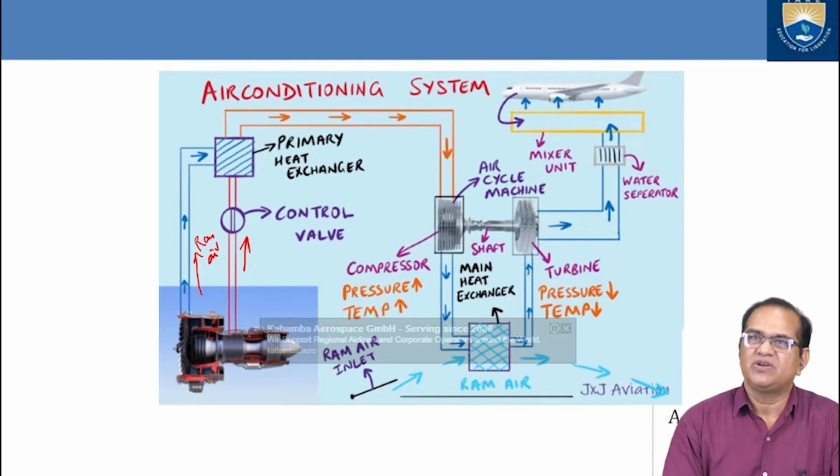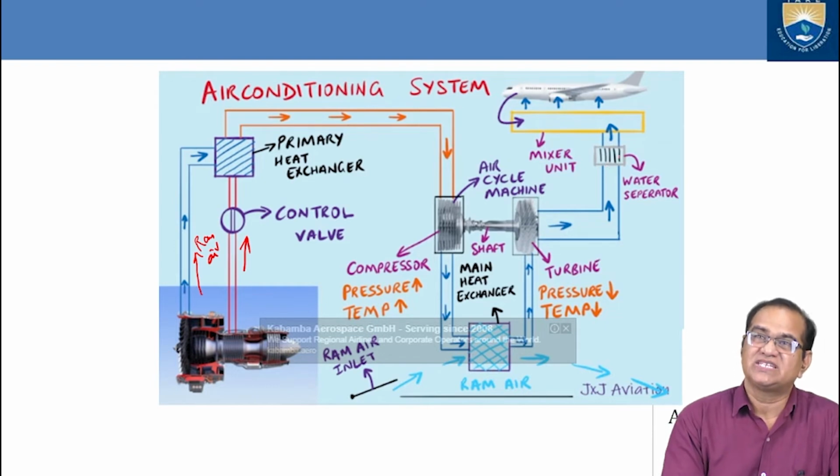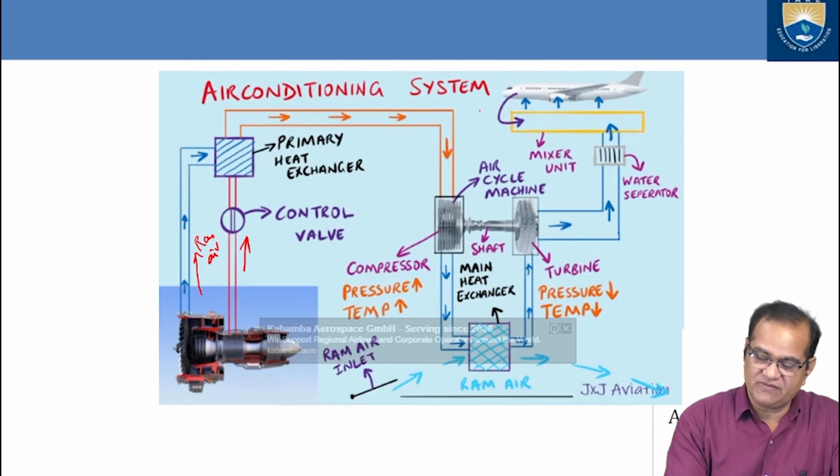Now here is a turbine, and here is the compressor. In the compressor, the pressure and temperature are increased. In the turbine, what happens? Pressure and temperature are decreased. This decreased pressure and temperature air enters the water separator. I told you that there is a problem in the bootstrap method that we don't have any water separator, so it may freeze. And where these are supplied, this is the aircraft.